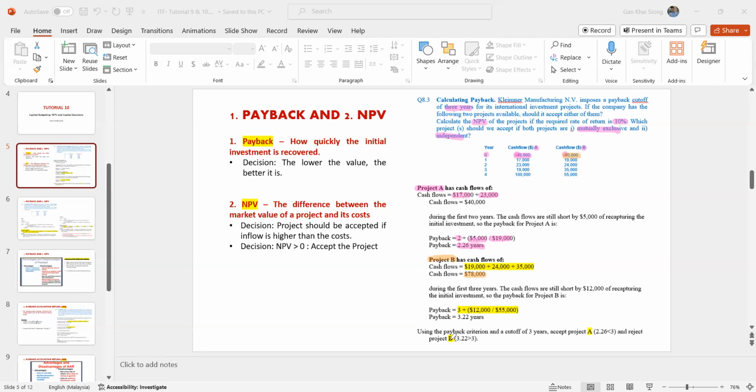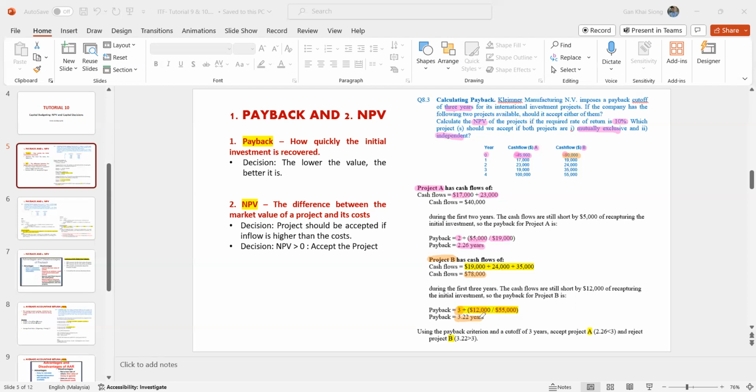So how long do you need to wait more in year 4? You use 12,000 divided by 55,000. Plus we are aware that the first 3 years we need to wait already. So at the end, you add this up together, you get 3.22 years. So that means that project B will take 3.22 years for you to cover back the investment cost.